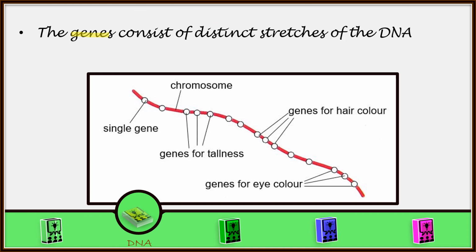The genes consist of distinct stretches of DNA. Those are the genes. For example, here we have a gene for tallness, and now here we have another gene for hair color, and here we have genes for eye color. So they consist of distinct stretches of DNA.